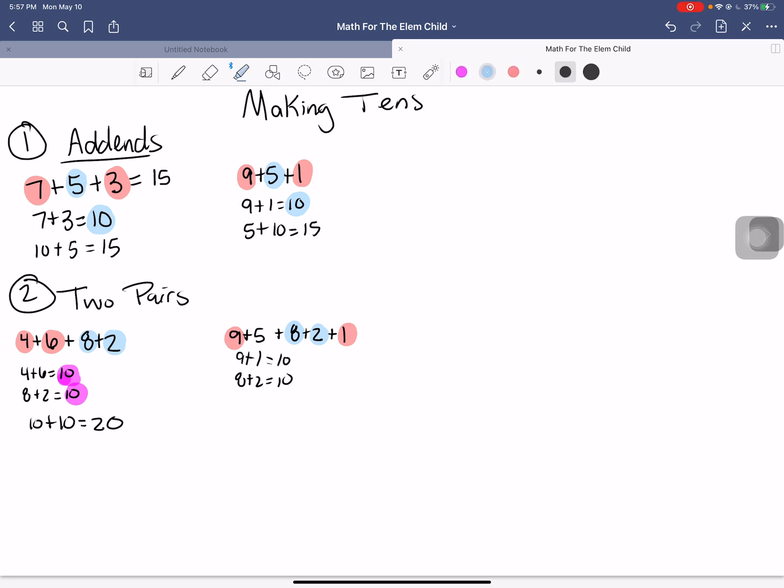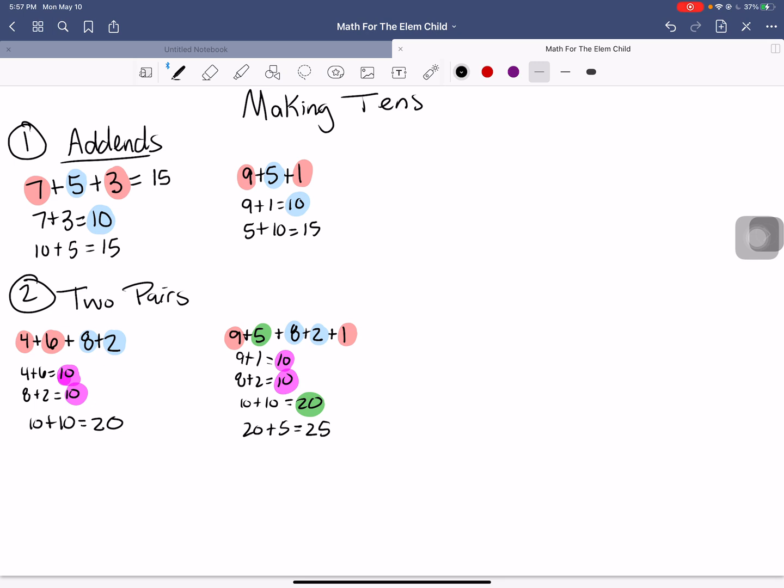And now we do 10 plus 10 together to get 20. But we also have this extra 5. We haven't added that in. So let's add that to the 20 to get 20 plus 5 equals 25. So 9 plus 5 plus 8 plus 2 plus 1 equals 25.